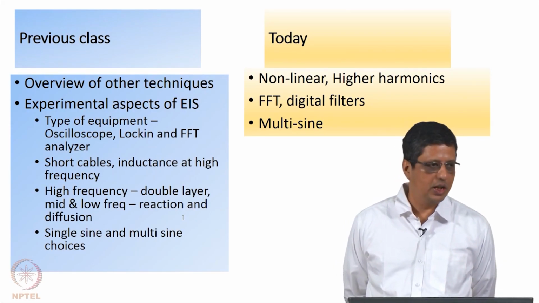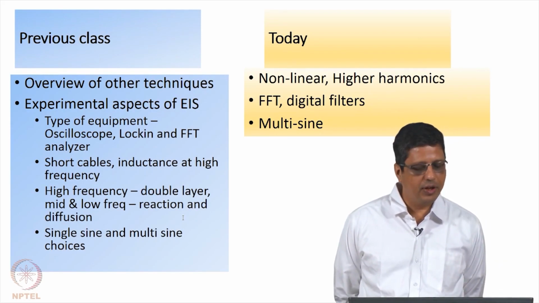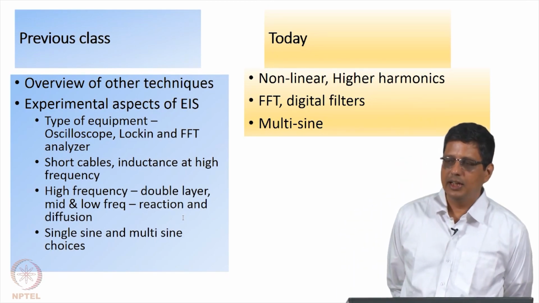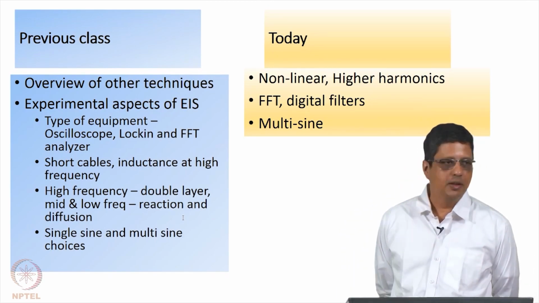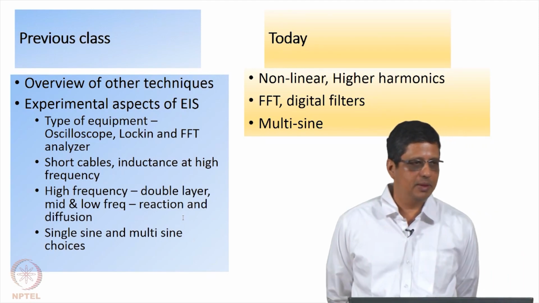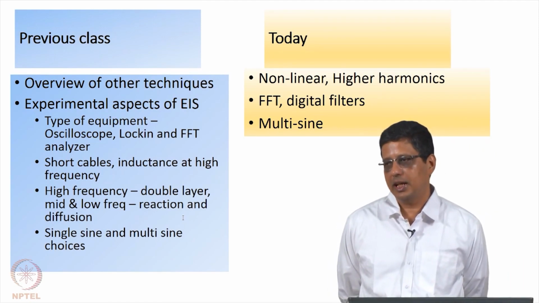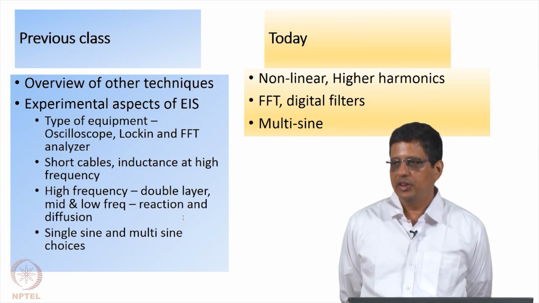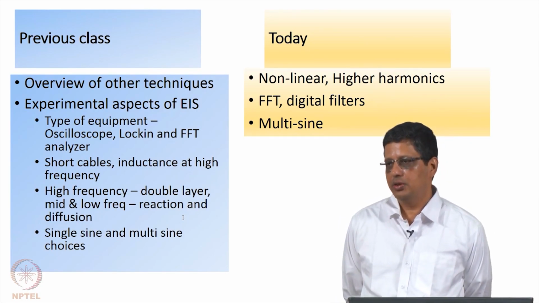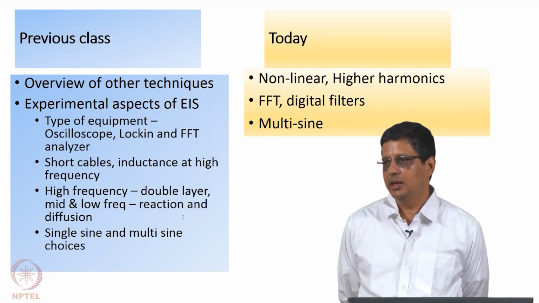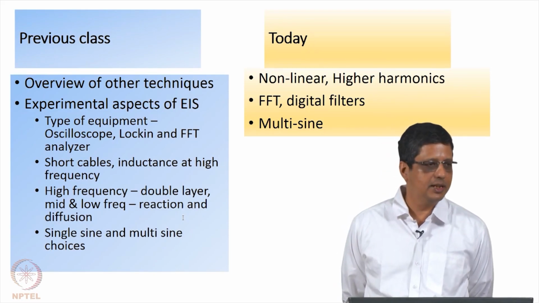You have to use short cables if you want to avoid inductance at the high frequencies. Usually we will get information at the mid and low frequencies when we want to look for kinetics and mass transfer. High frequency information is usually for the double layer capacitance, and there are different types of sinusoidal waves one can use. One is called single sine or pure sine, another is called multi sine, which is basically addition of a few sine waves together. Okay.